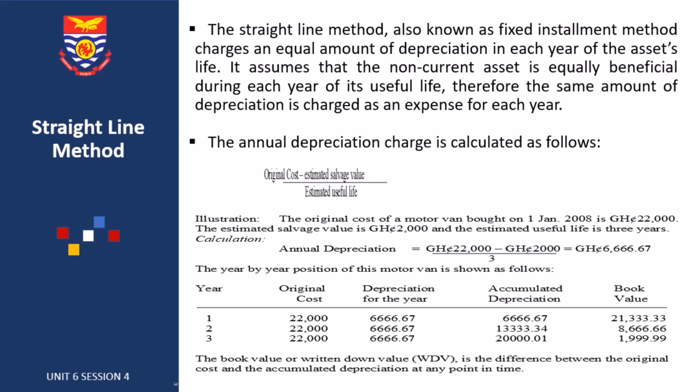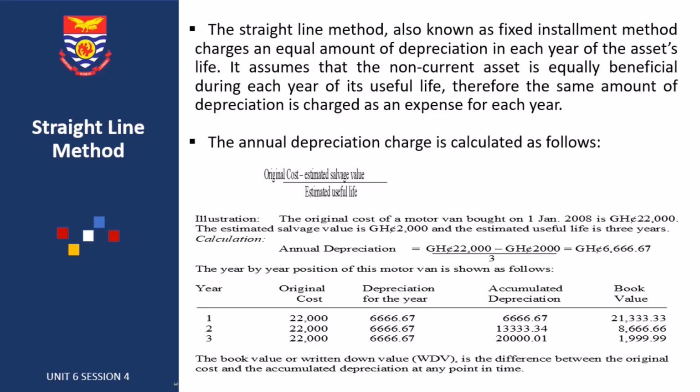The original cost of a motor van bought on 1st January 2008 is $22,000. The estimated salvage value is $2,000 and the estimated useful life is 3 years. We have to calculate the annual depreciation. Using the formula, original cost minus estimated salvage value over estimated useful life, the original cost is $22,000 minus the salvage value, which is $2,000, over the useful life, will give us 6,666.67.